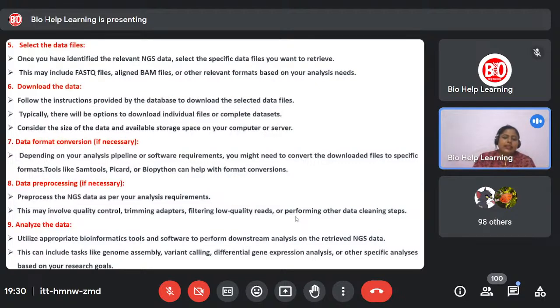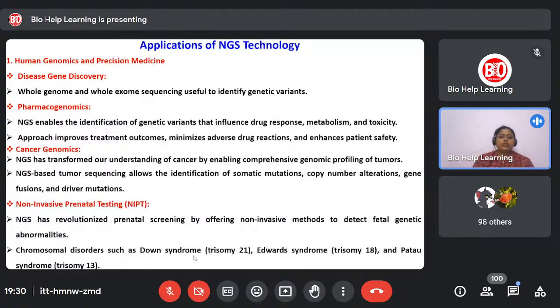Ninth one is to analyze the data. So you can proceed for the downstream analysis of NGS data like genome assembly, variant calling, differential gene expression analysis, or specific analysis based on your research goals. So this is all about it. I hope you have a clear concept about how you can analyze NGS data. In the previous slide I already explained a brief note on the technologies, their repositories, their formats, and the brief work plan for NGS data analysis.